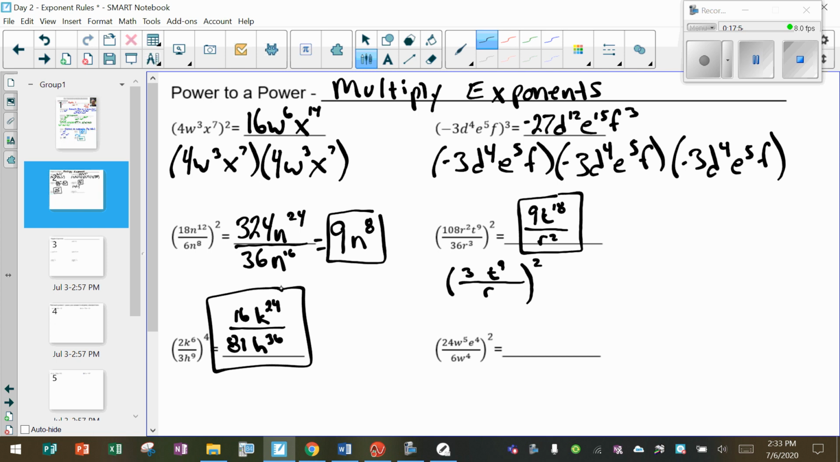All right, so pause it, try the last one here on this section, and then come back and we'll check it. Okay, I can reduce this ahead of time because I know that 24 divided by 6 will divide out to be an exact 4.